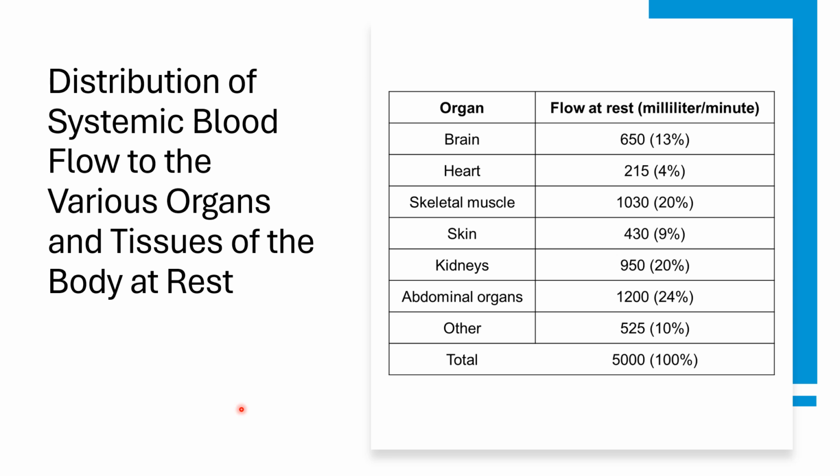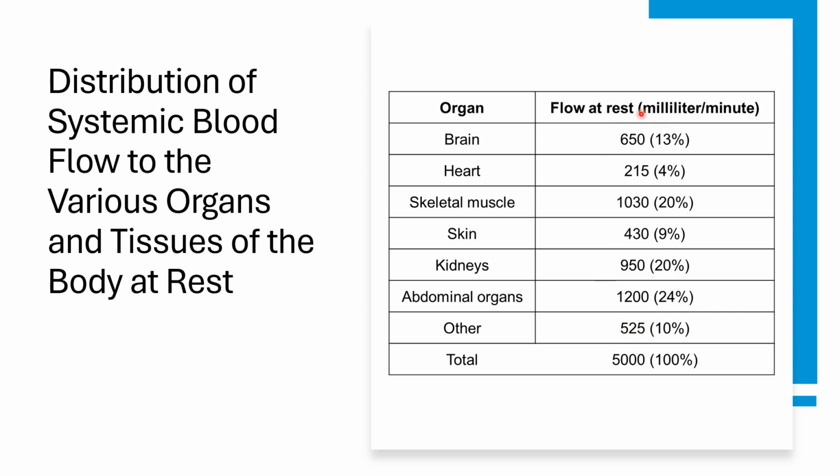Distribution of systemic blood flow to the various organs and tissues of the body at rest. Kind of wanted you to just see where blood flow is going in your body and how fast it's traveling. So 650 milliliters per minute is the travel rate in the brain. Compare that with skeletal muscle. Compare that with abdominal organs. Okay.